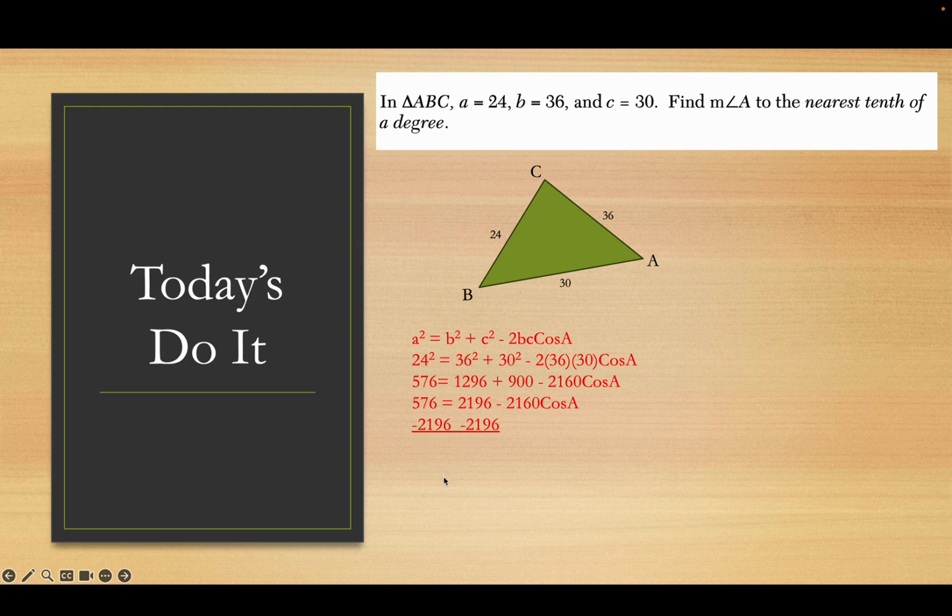That gives negative 1620 equals negative 2160 cosine A, dividing. And when you do that division on your calculator, you get that the cosine of A is 0.7500. And then you do second cosine on your calculator, and A is 41.4 degrees.